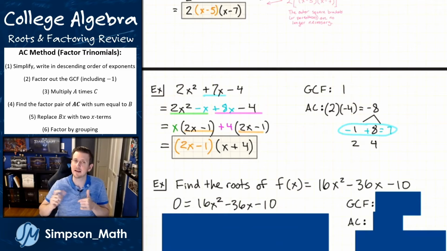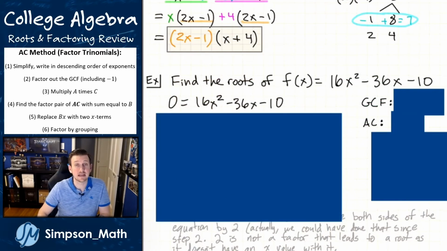I don't want you thinking about a difference. Again, if you looked at the product and sums page, you saw that you were just adding, and just one of the numbers was negative. All right, for our last example in this video, we're going to find the roots of f of x equals 16x squared minus 36x minus 10.